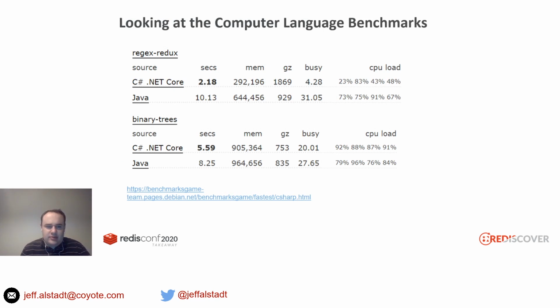Let's look at the computer language benchmarks comparing C#, .NET Core, and Java. With regex, you can see that C# performs faster in computation time at 2.18 seconds, where Java takes 10.13 seconds. Java uses more memory than C# .NET Core for regex redux, and its CPU load is higher with Java compared to .NET Core. Binary trees, a little worse for C#, but C# still performs faster than Java. Memory utilization is about the same, and overall the CPU load is a little higher for C#, but Java is a little lower. Overall, C# is a better choice.